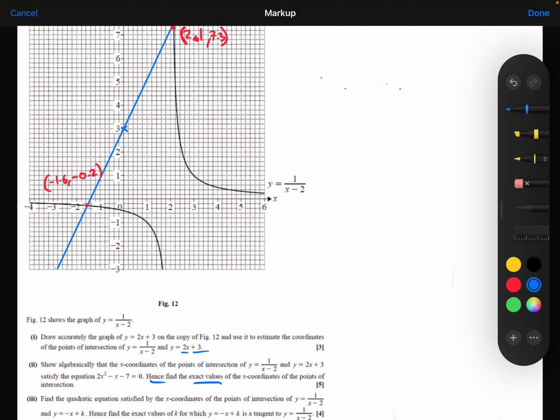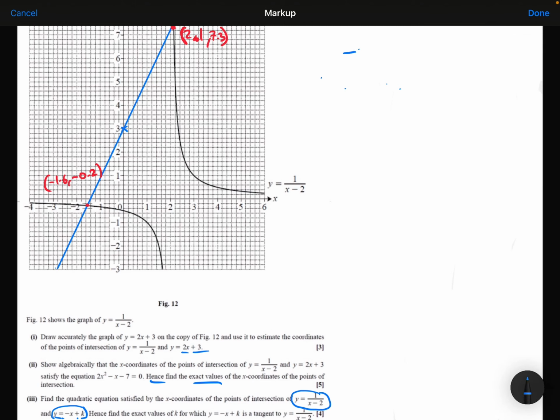Okay, so we are now going to do a similar simultaneous equations for y equals minus x plus k and the 1 over x minus 2 to work out the quadratic equation that satisfies the x coordinates of their point of intersection. So same idea, we're going to multiply across. We're going to expand those brackets out.